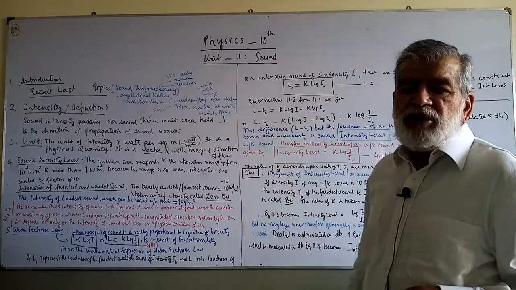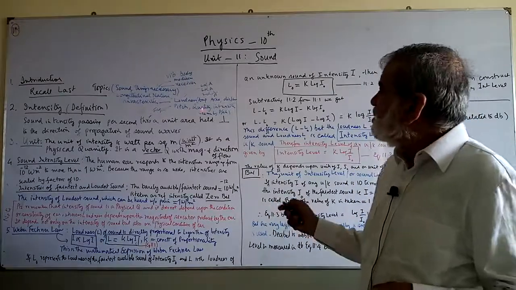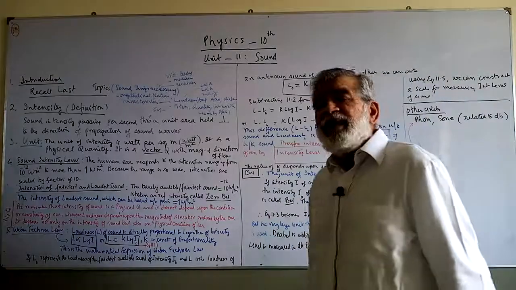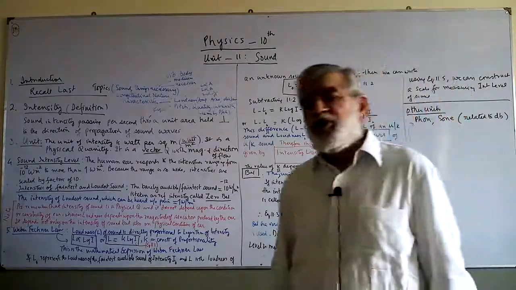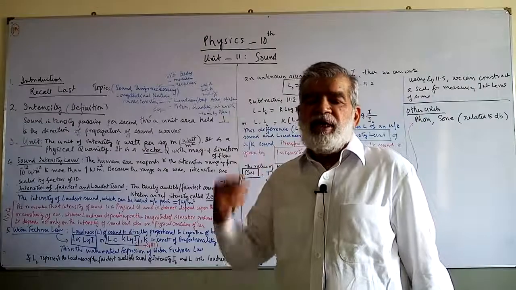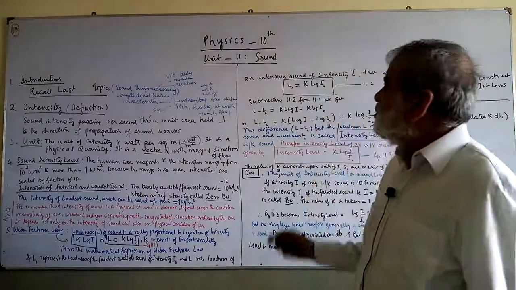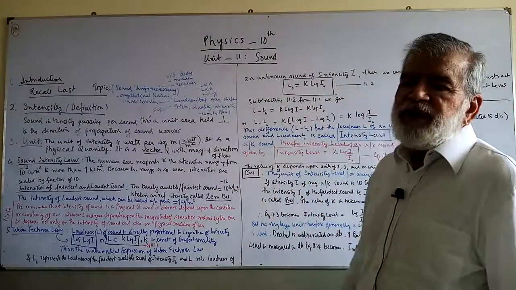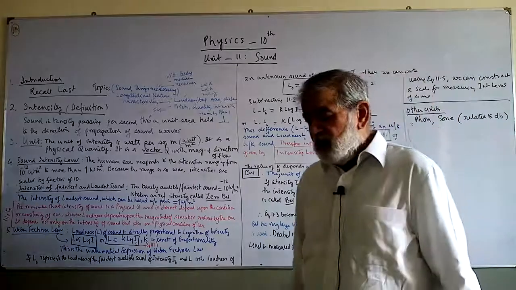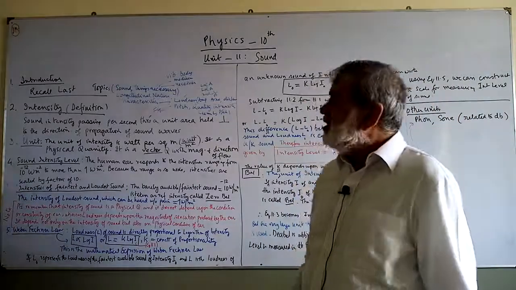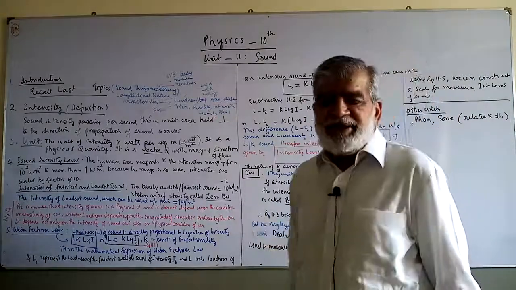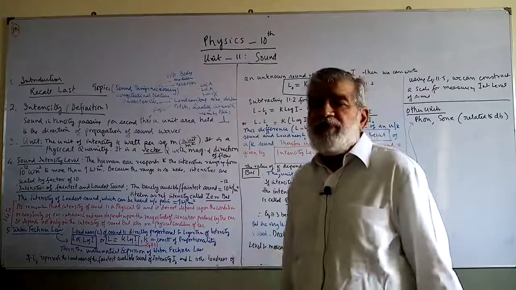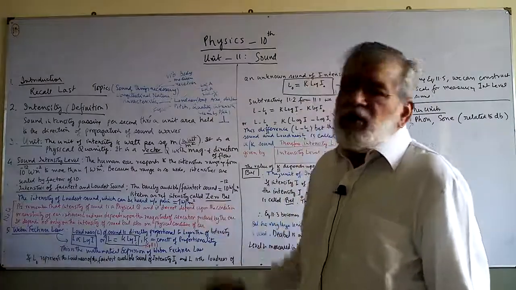Next, we talked about the quality of sound, in which we said that if sounds of two different instruments are being played, your ear can distinguish which one is which. Then we talked about intensity. Now we will talk about intensity, which is one of the characteristics of sound waves, in a little more detail.